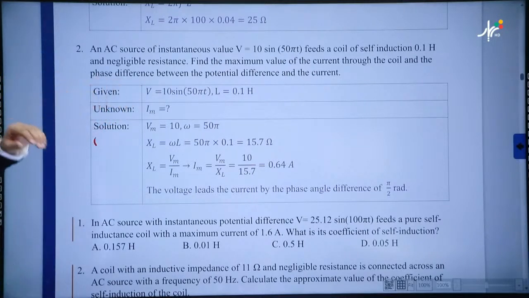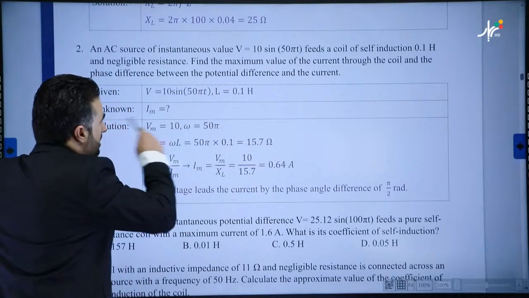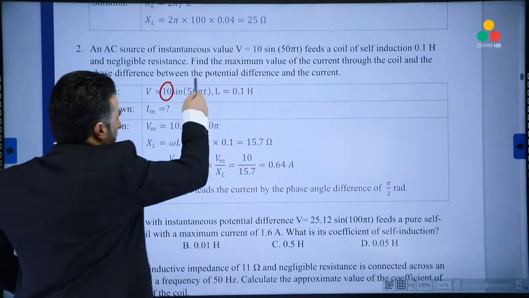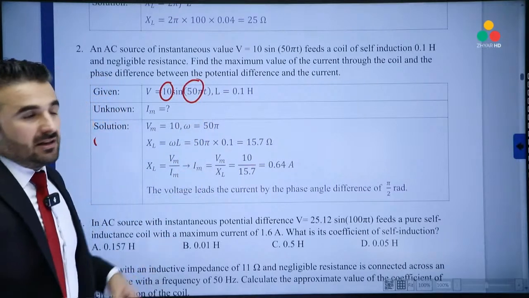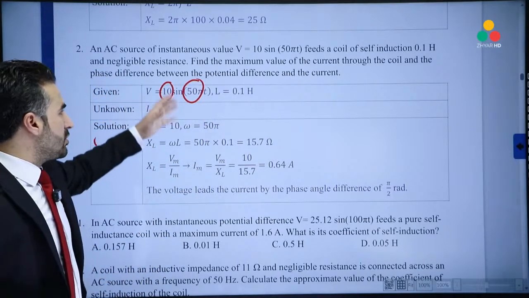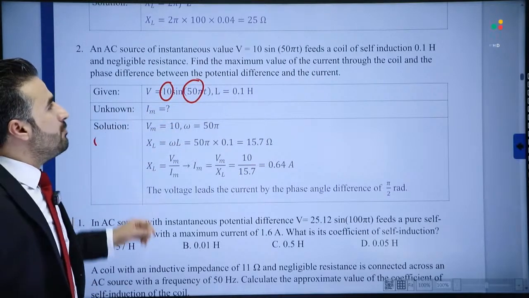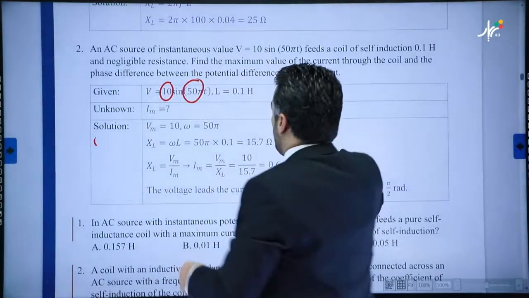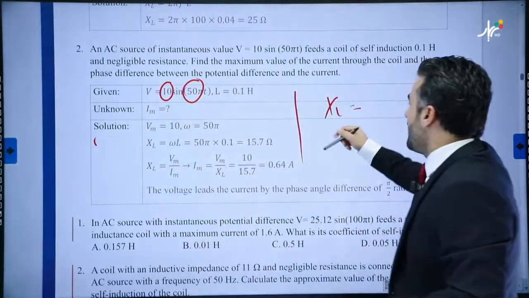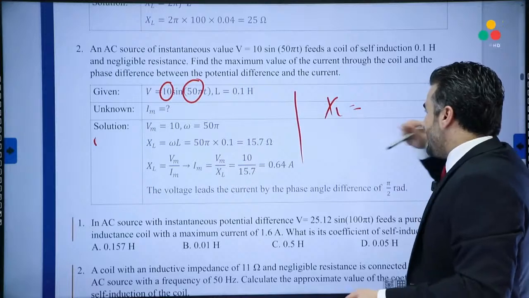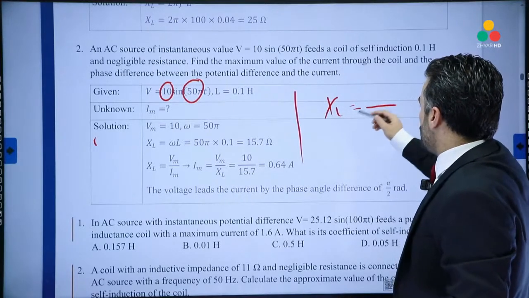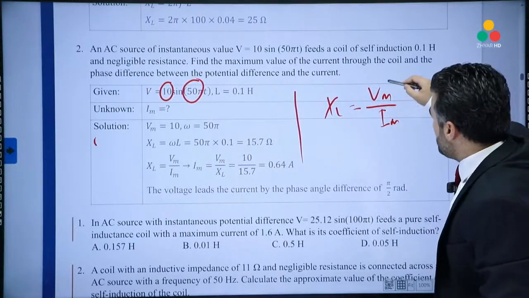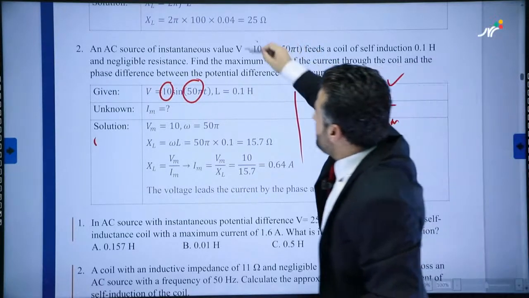So how do we find the maximum? By the way, take a look. What we're given is this, for example, this is V maximum, and you do agree with me, yeah? And this is, of course, 50 pi, that is basically omega, yeah? If we have these two here, how are we going to find the maximum current? One way to do that, because we have V maximum, we can say the inductive impedance equals V maximum over I maximum, correct? So I have this one because I'm given V maximum, yeah?